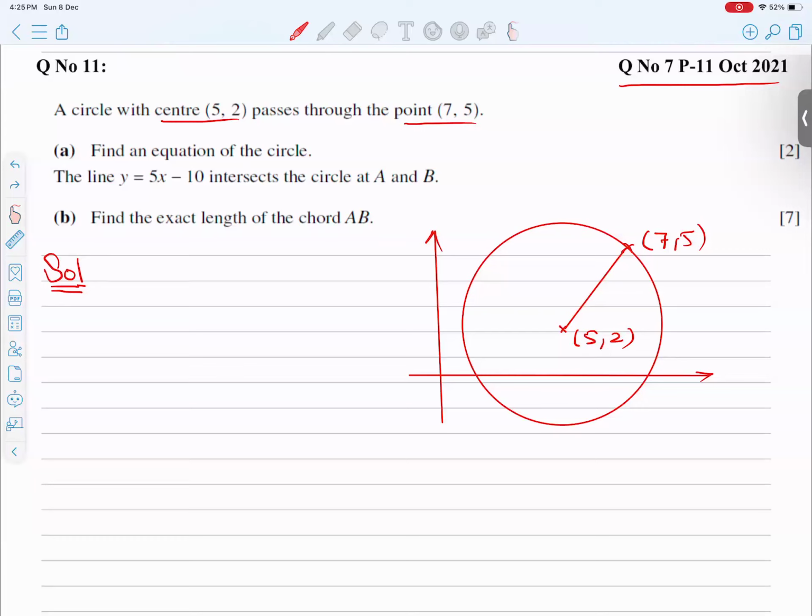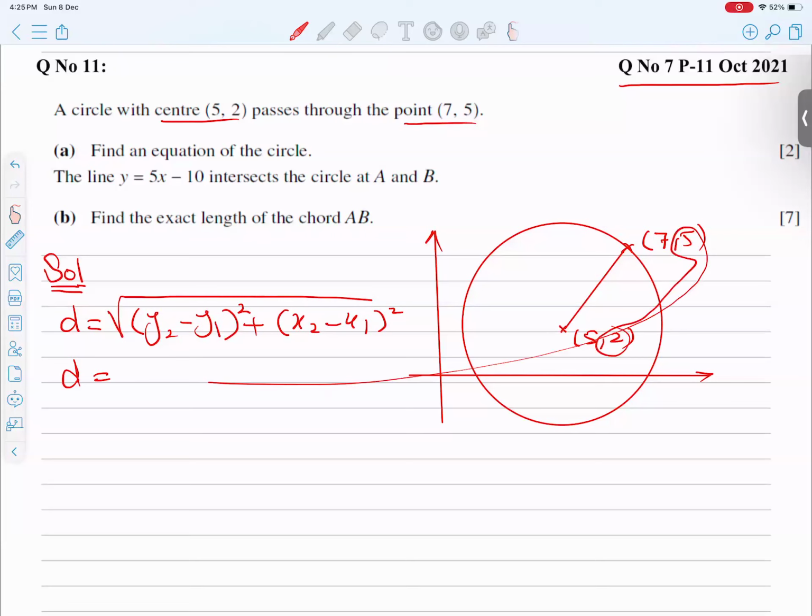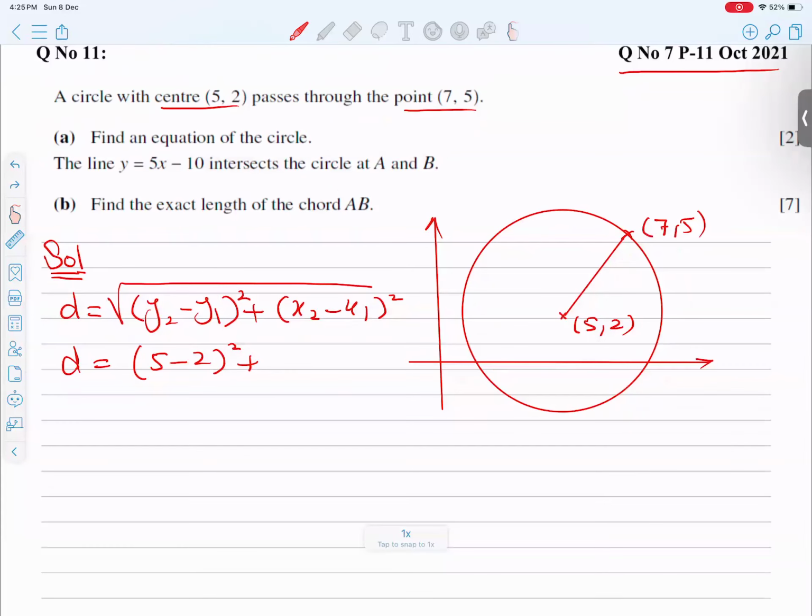So how to find the radius? The radius is very clear. The distance formula is this one: y2 minus y1 whole squared plus x2 minus x1 whole squared, under a root. This will give us the distance. So 5 minus 2 and 7 minus 5, whole squared, and root. I believe up till here it is clear.